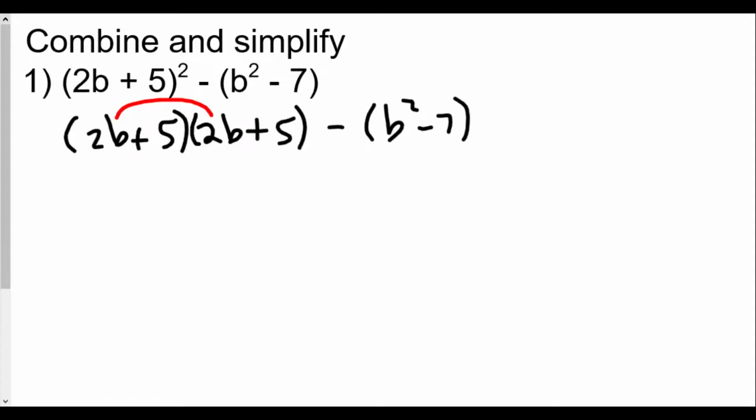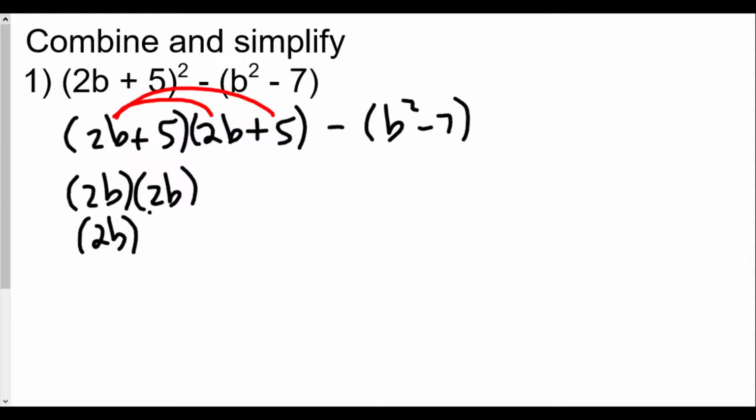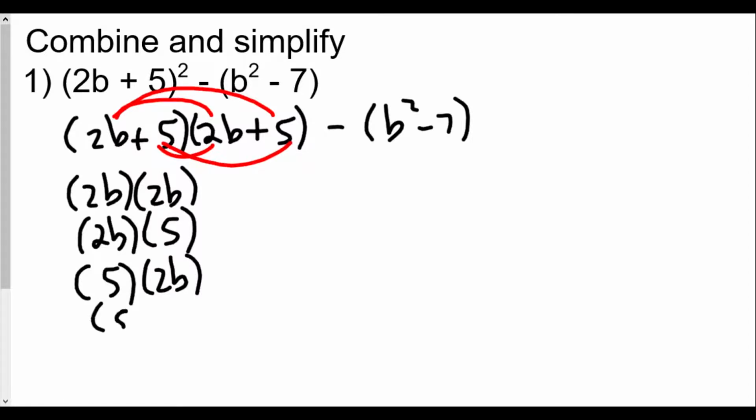We're going to get 2b times 2b. Now, do I recommend you writing this out? Of course, because it is going to be much easier for you to combine everything later on. So now 2b times 5, and we're distributing the 5 times 2b. And then finally 5 times 5. The most common error students make is they will square the first term, square the second term, and then that's it. So we really have to make sure that we are distributing everything here.